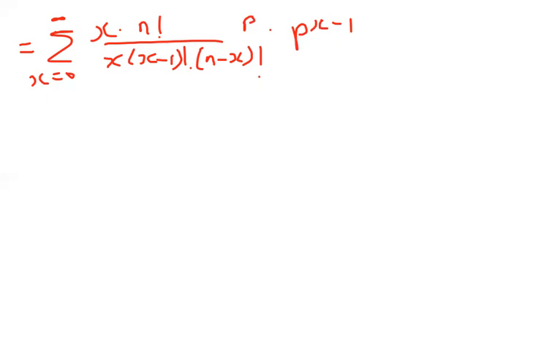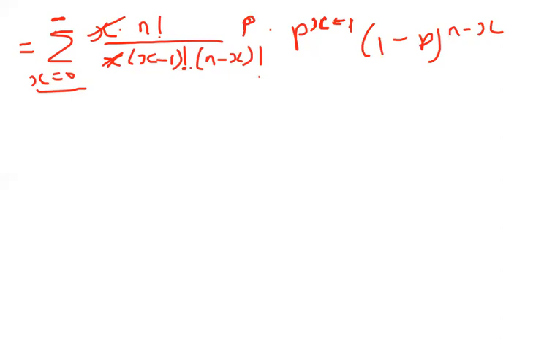Because this expression was only p exponent x, but once I'm subtracting 1, I just have to multiply by p again, so that when I add exponents, I will still have p exponent x back. Then (1 - p) to the power n minus x. So this x cancels this x. Now because I'm starting with x minus 1, the sum must start from 1, because if it starts from 0, x minus 1 is negative 1, and negative 1 factorial does not exist.